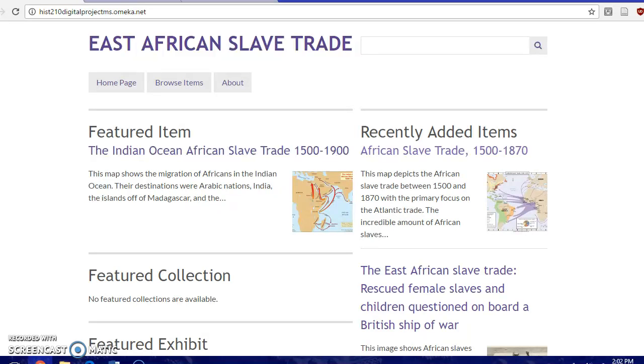Through the items I have exhibited, I want to show various aspects of the East African slave trade and highlight how it differs from the Atlantic slave trade, and also show how the public fails to address this part of history. The key challenge I had was finding material that fit my topic and told the complete story.